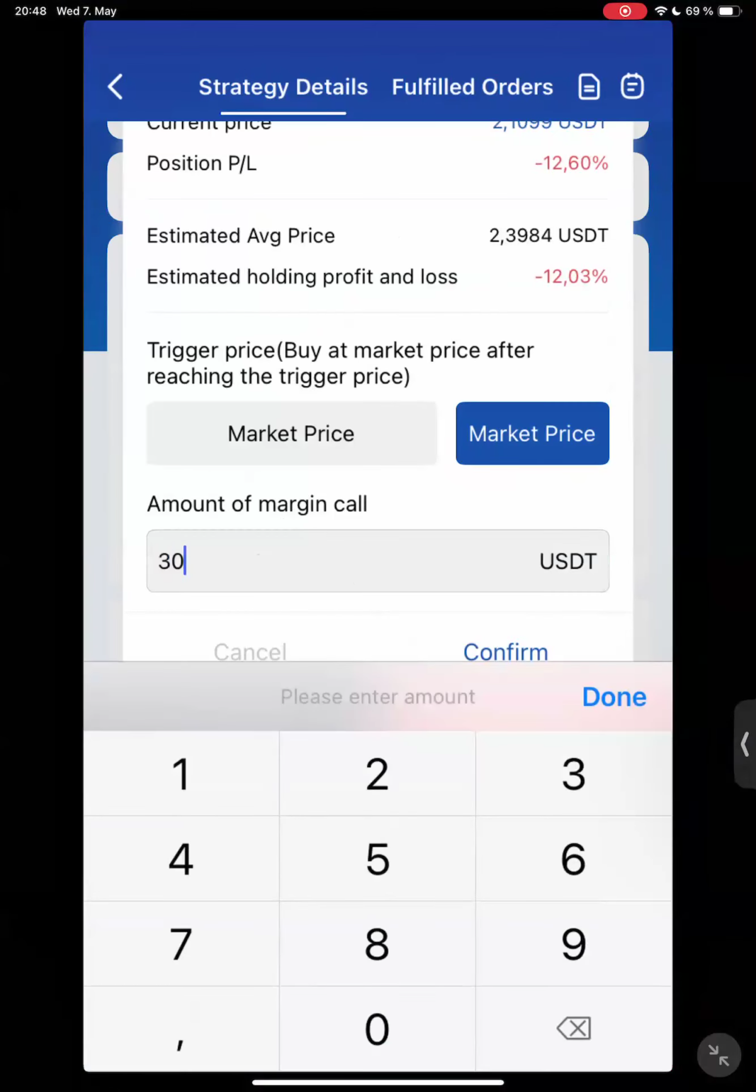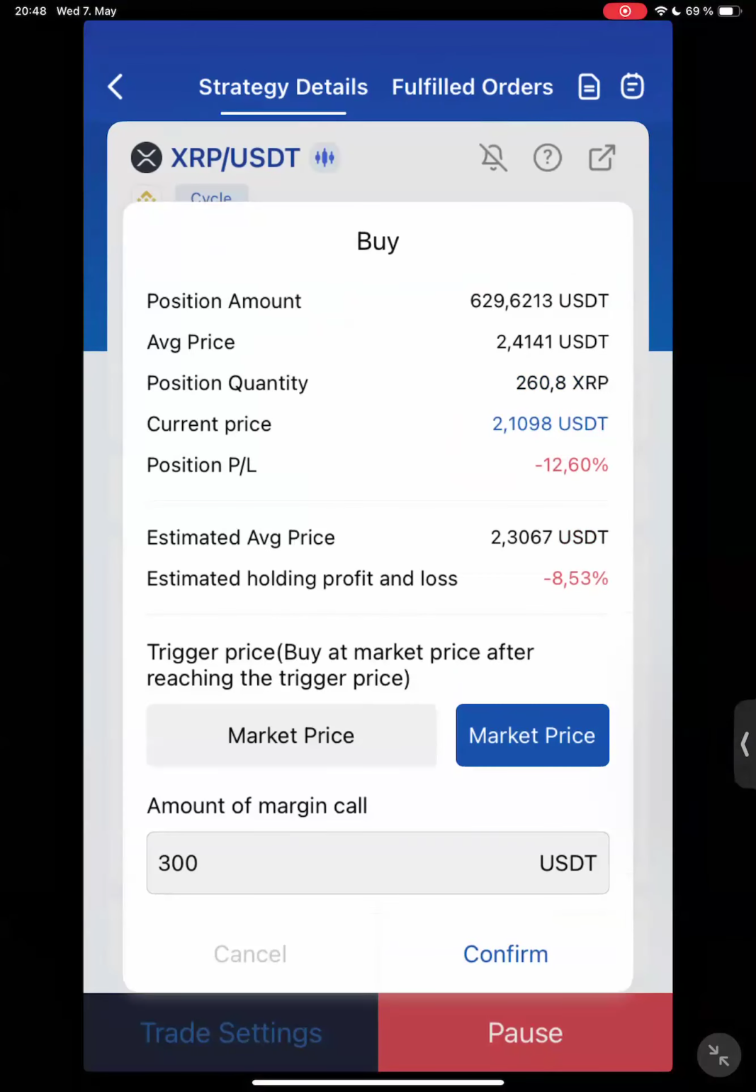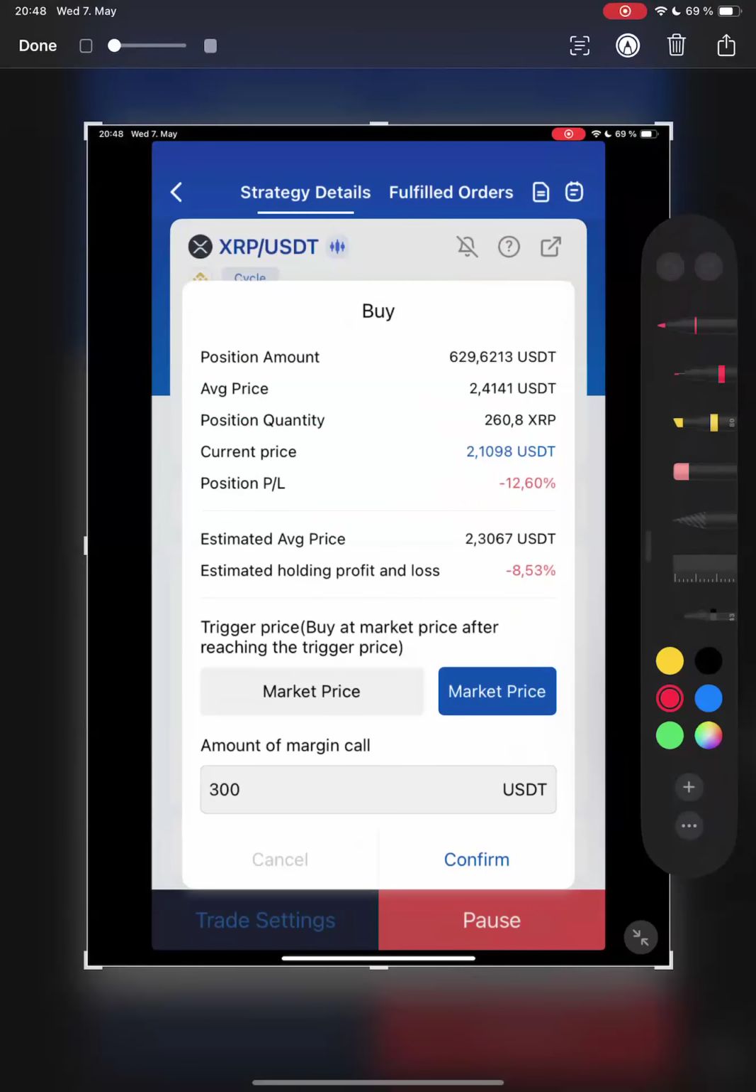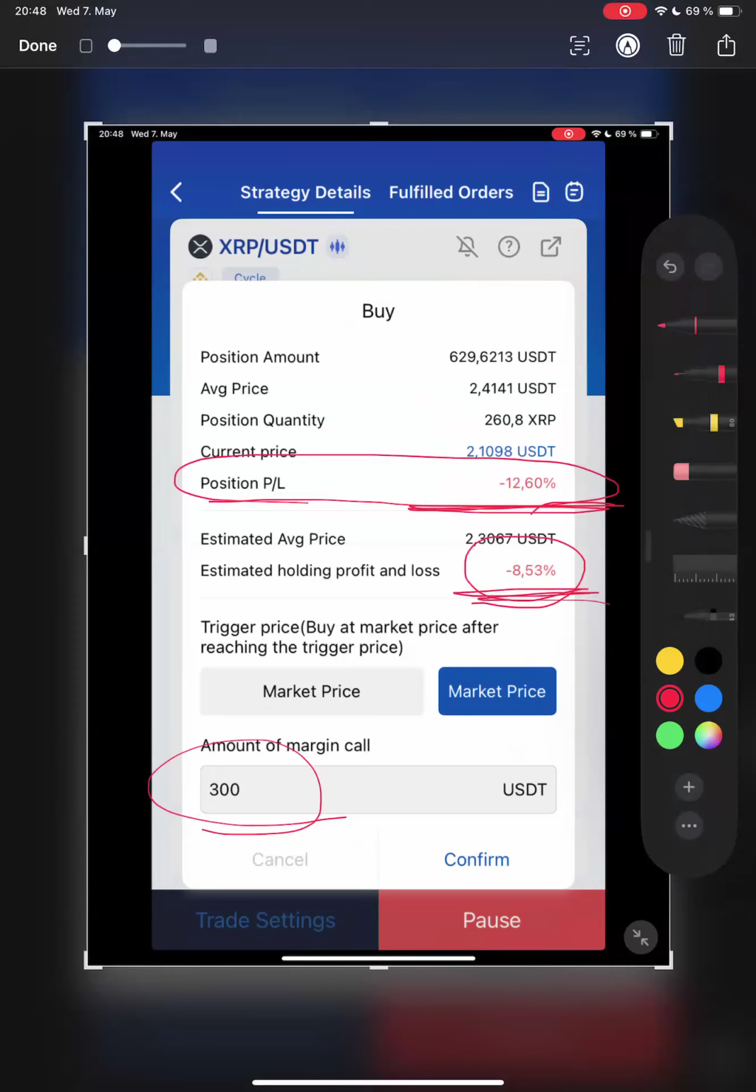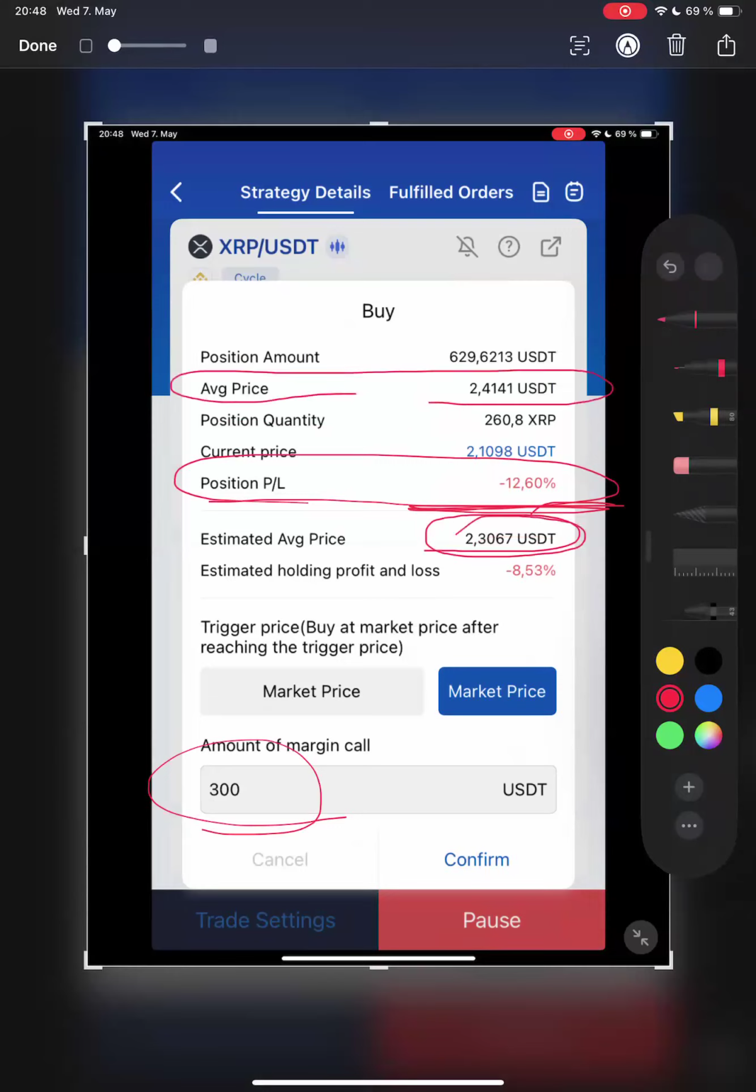So let's assume I type 300 here. If I buy 300 USDT of XRP, it's going to reduce my position. It's going to reduce my floating loss from negative 12.60 to negative 5.3. Then I'm going to get a new average price of 2.3067 instead of the previous one, 2.4141.